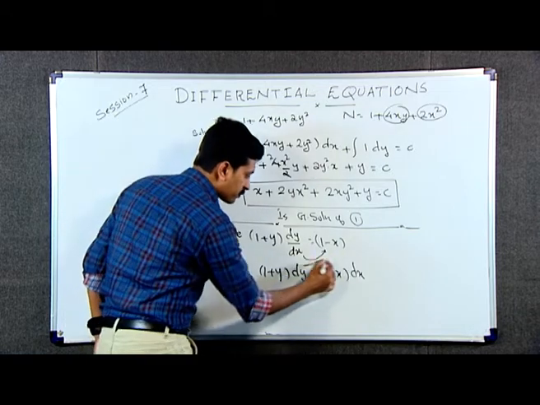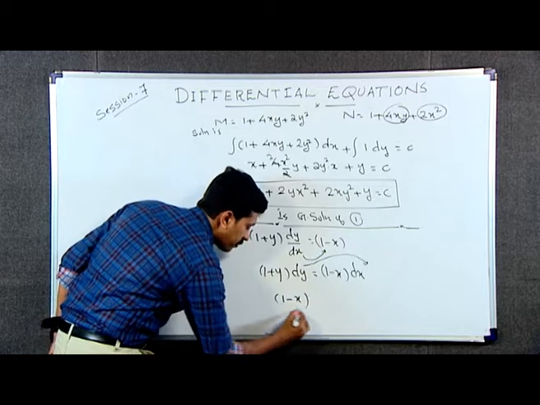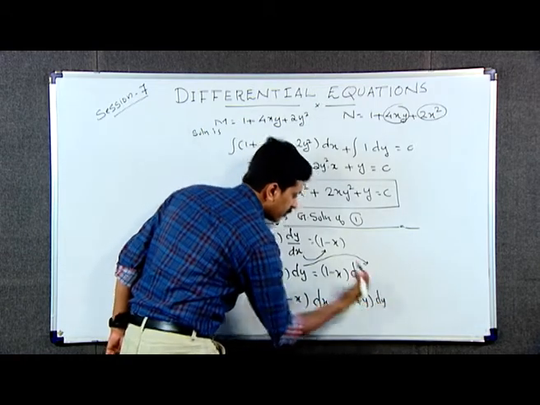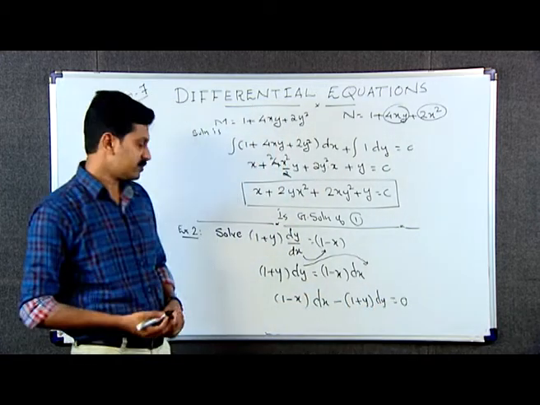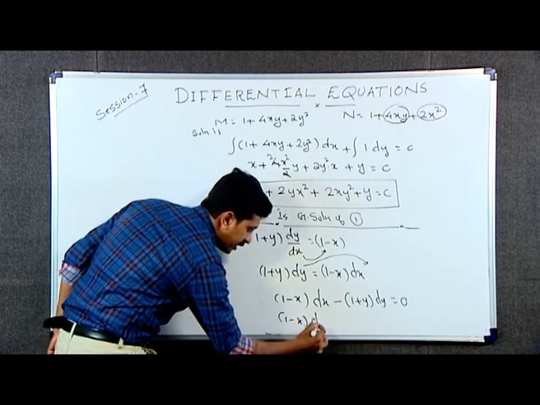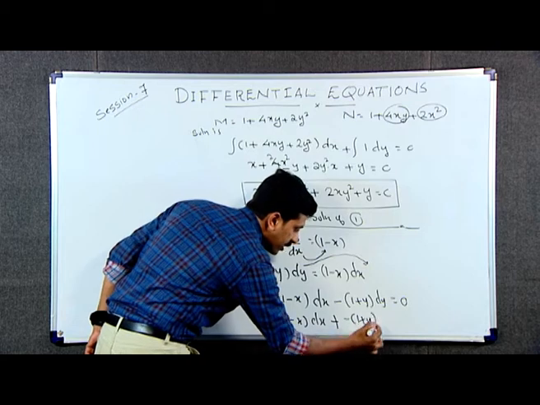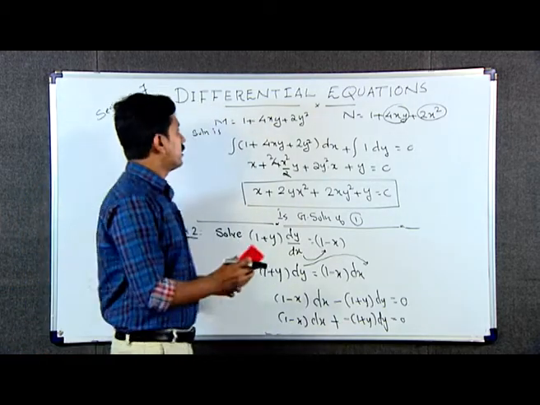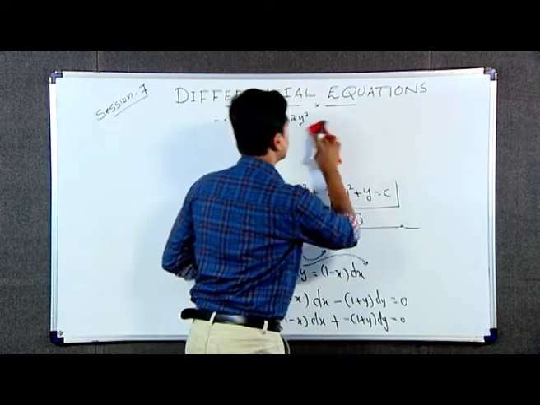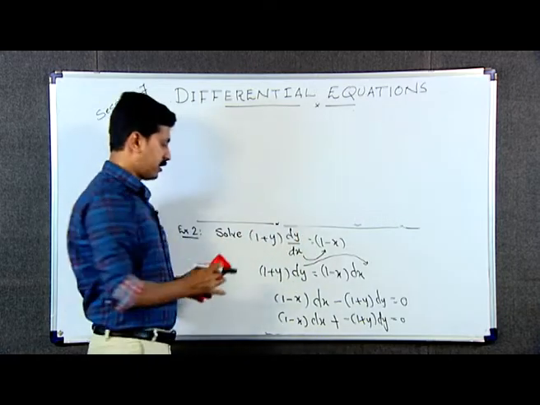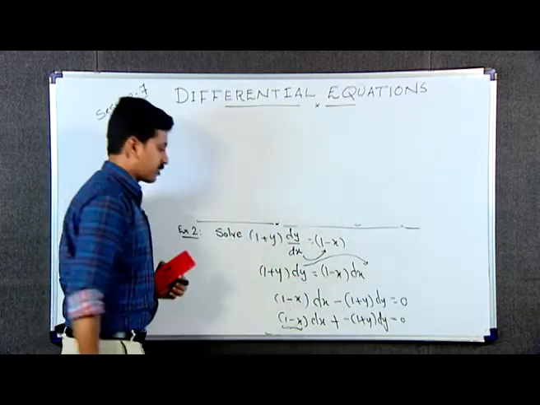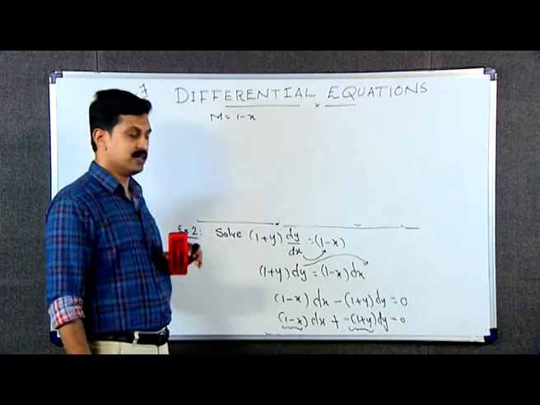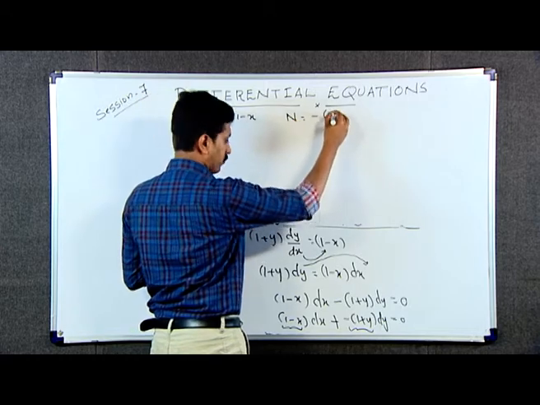Now, I am taking this 1 plus y dy to be here. Therefore, the equation is 1 minus x dx minus of 1 plus y dy is equal to 0. Now, this is of the form M dx plus N dy. Here M is the coefficient function of dx, that is M is equal to 1 minus x, and as well here N is the coefficient function of dy, that is minus of 1 plus y.